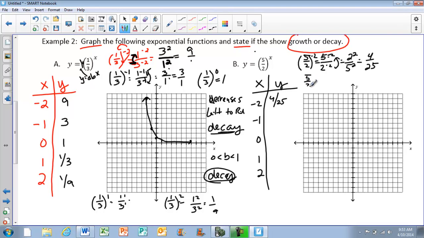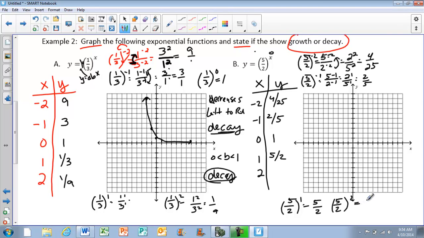Next one, 5/2 to the -1 power. 5 to the -1, 2 to the -1. Switch those. 2 to the 1 over 5 to the 1 is 2/5. If I put a 0 in here, anything to the 0 power is 1. 5/2, all to the first power, I know I'm going to end up with 5/2. And last one, 5/2, all squared. When I distribute, 5 squared over 2 squared, I get 25/4.